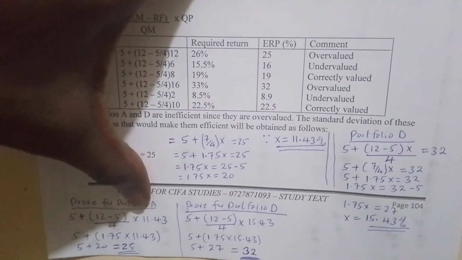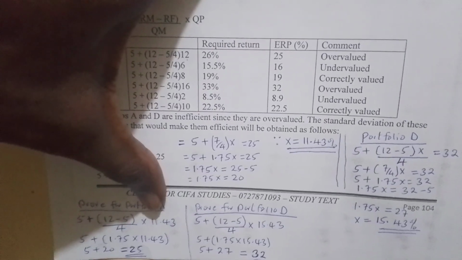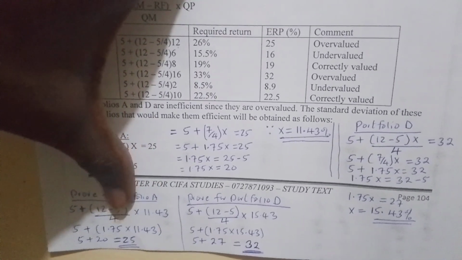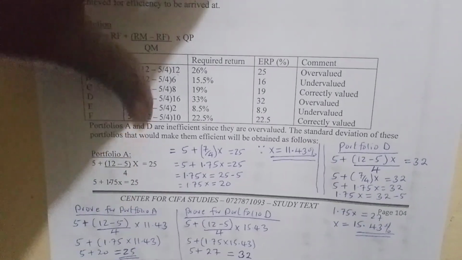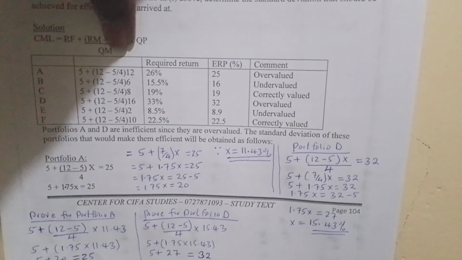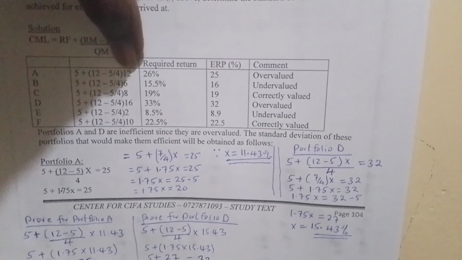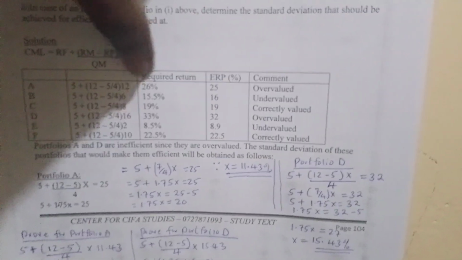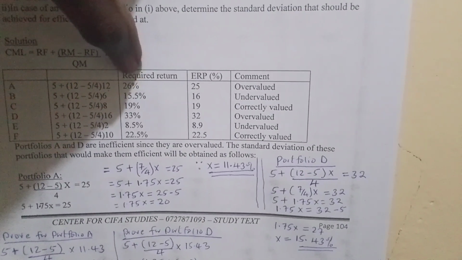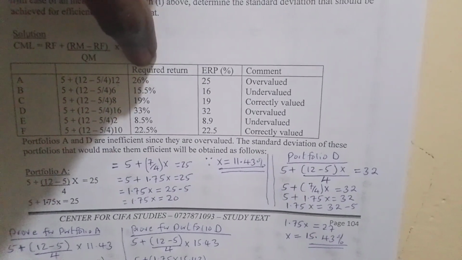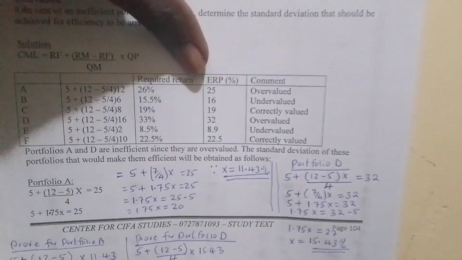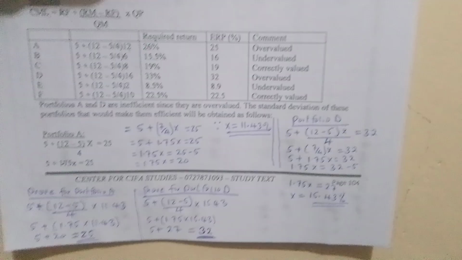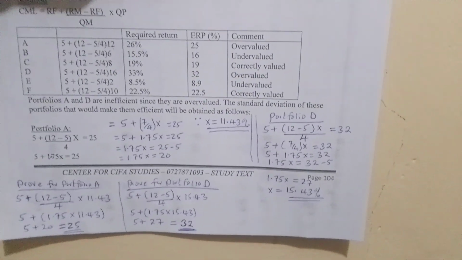So here this X I have replaced it by 11.43 and I'm getting 25. Finally, I'm saying I'm getting 5 plus 20, which is 25. So if instead of using 12 here, I use 11.43, my required return will be 25, and therefore required return will equal the expected return 25, and then that security will be correctly valued.